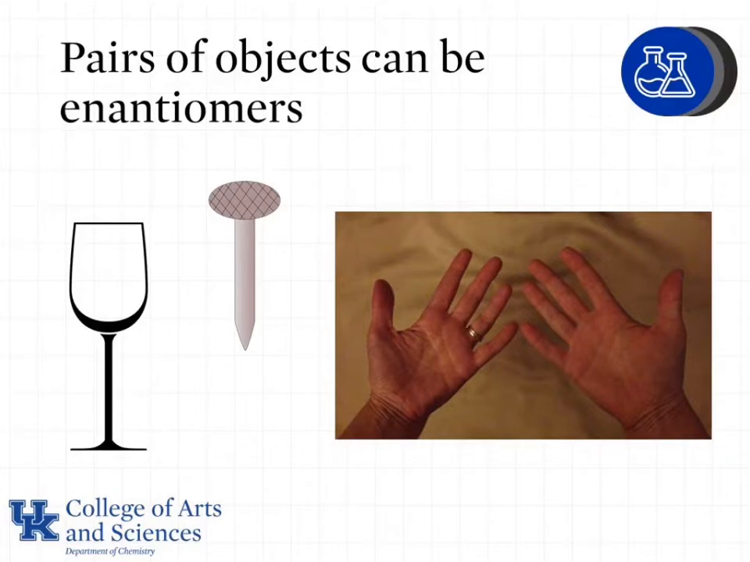Other objects can have a mirror image that is superimposable. If I took the mirror image of a glass, what I would see is it looks exactly the same and the objects are superimposable, so that would not be an enantiomer. Likewise, with a nail, if I took the mirror image of a nail, it would look exactly the same and the two objects would be superimposable upon one another.